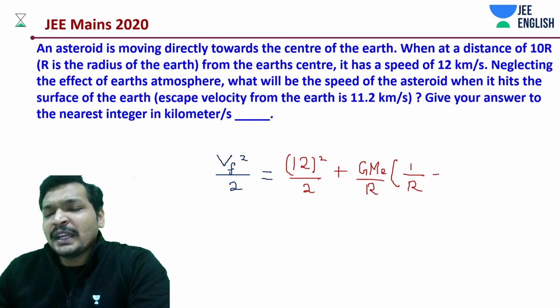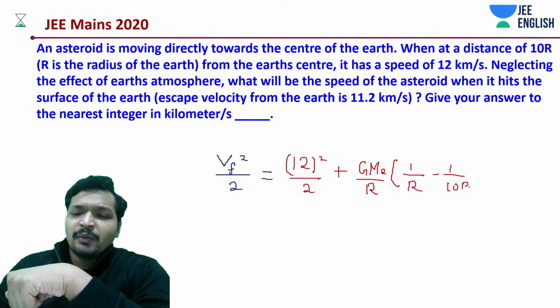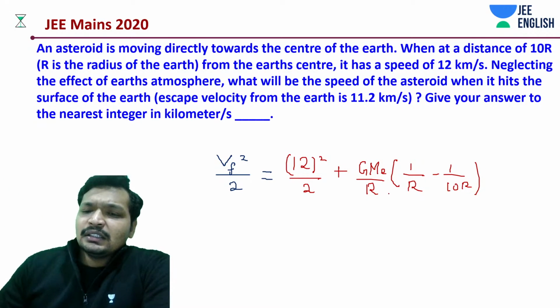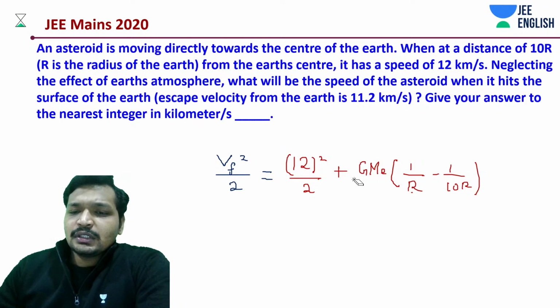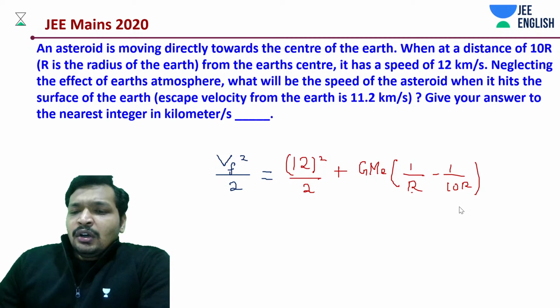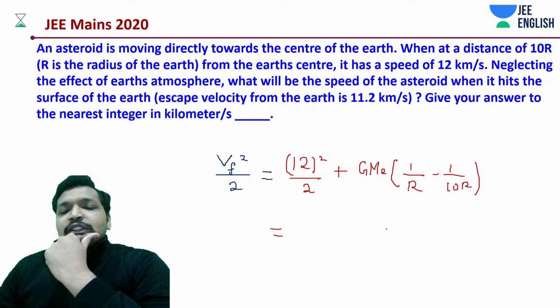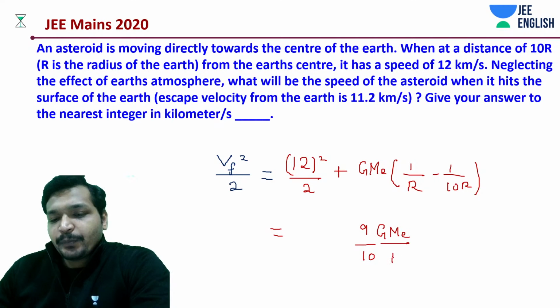1 by r minus, so that minus 1 by r becomes 1 by r, and you will have on the denominator 1 by 10r. And if you calculate this, what do you get? You get 9 by 10r. Again, there should not be an r here, you can remove this. Okay, now let's calculate this. This comes out to be GMe 9 by 10 divided by r.